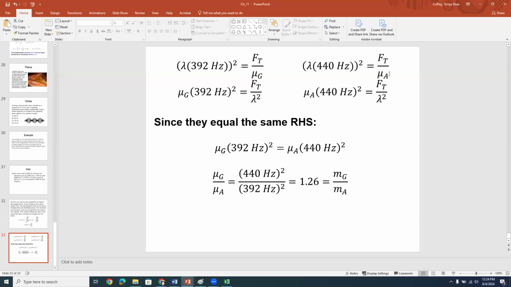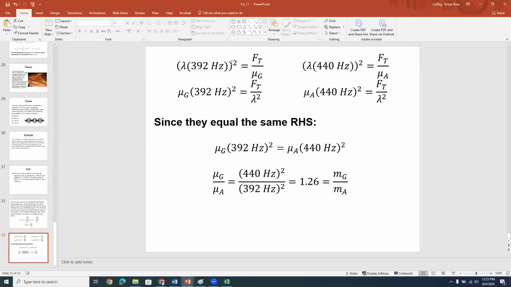Okay, now what we can do is put everything that we know changes on the left-hand side, and then put everything that we know is going to stay the same between the G and the A on the right-hand side. So the mass per unit length and the frequencies for the G and the A are going to be different, but we know that the tensions are the same because the problem told us. And since the lengths are the same, that means the wavelengths are the same. And the problem told us that, right?